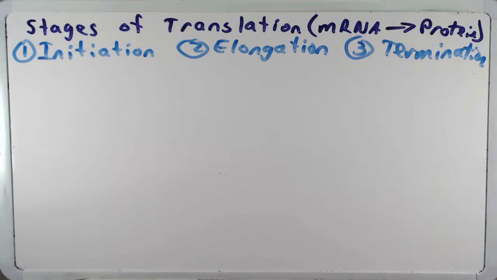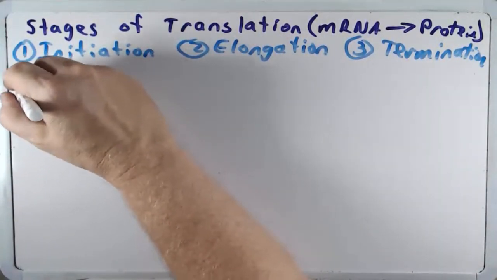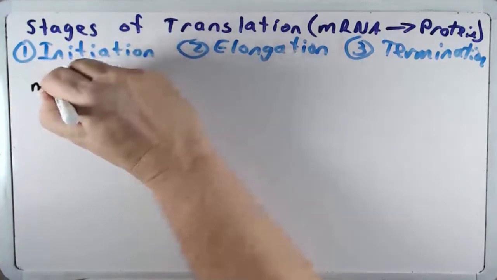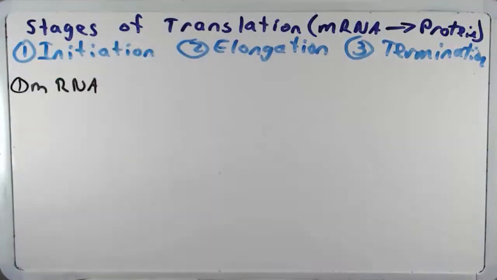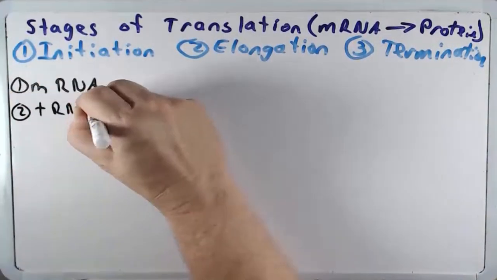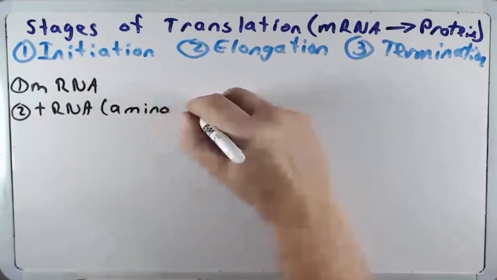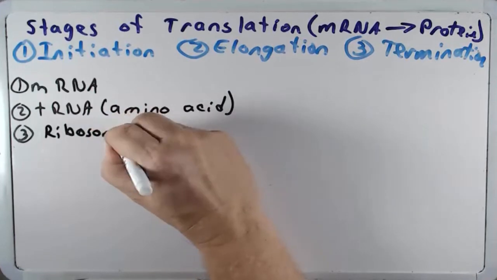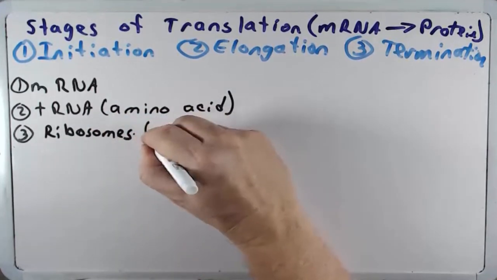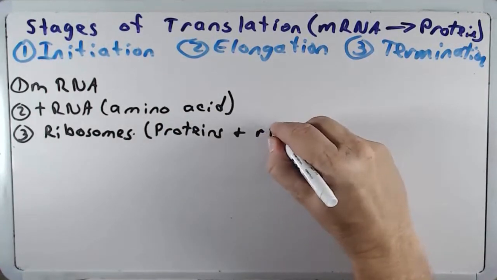Now, to accomplish translation, there's a parts list that we should consider. We need all these things for translation to be successful. So of course we need the messenger RNA. We also need the tRNA. As we said before, it's going to bring in the amino acid as the protein is being made. We need a ribosome. Ribosomes are large structures in the cytoplasm that are made up of proteins and ribosomal RNAs.